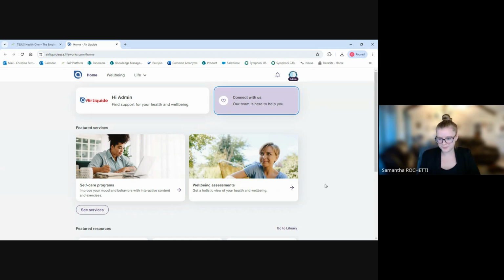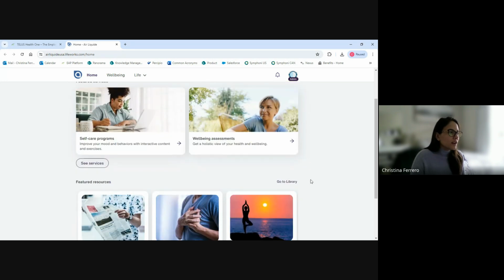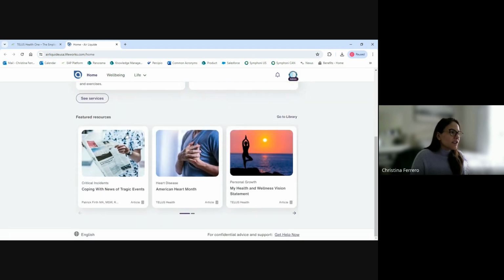So awesome. This is always going to be featured services. Again, you can click on them. You can just continue on. And then again, featured resources. So these are always going to be just here for you to see. You don't have to click into them.